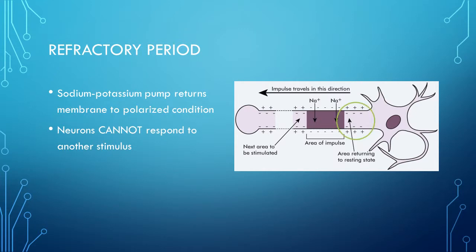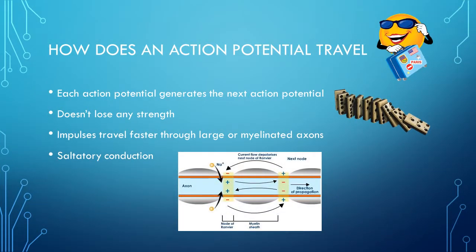Alright, so how does potential travel? Each action potential generates the next action potential. It's kind of like dominoes. If you knock one down, then the rest are going to fall down. As the action potential travels, it does not lose any strength. It remains strong. However, sometimes it can travel faster in the presence of a myelinated axon.